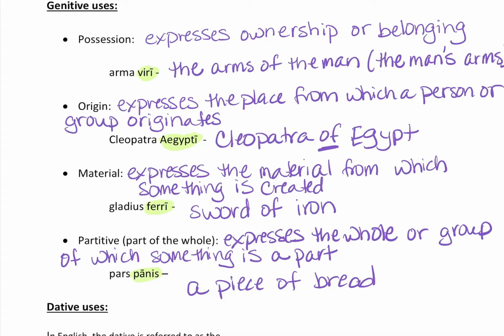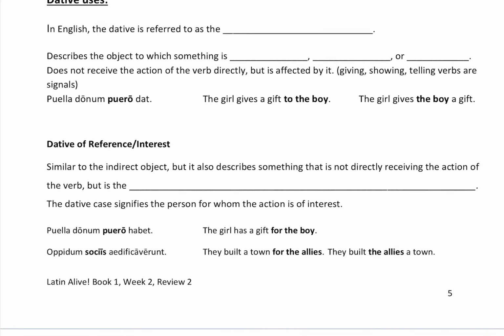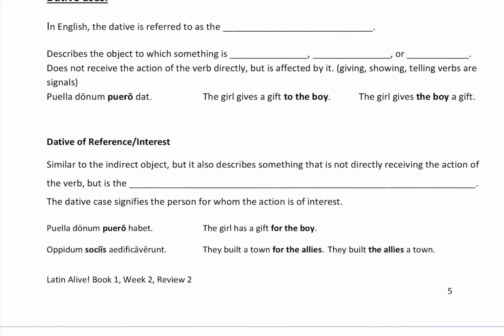Those are the four genitive uses that you have learned in Latin 1. And we're doing a reminder of them because you didn't use them all that much and it's easy to fall out of your head. So let's go on and talk about dative. Now in English, the dative is referred to as the indirect object. You remember the accusative is what we call the direct object. It directly receives the action of the verb. The indirect object, or you'll sometimes hear it as the IO, that's the indirect object.